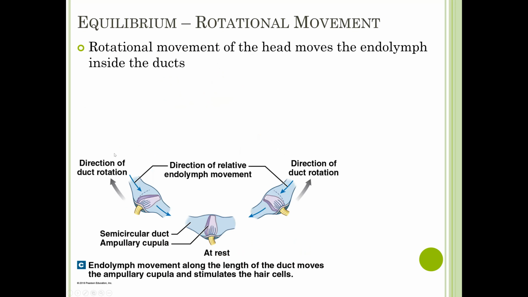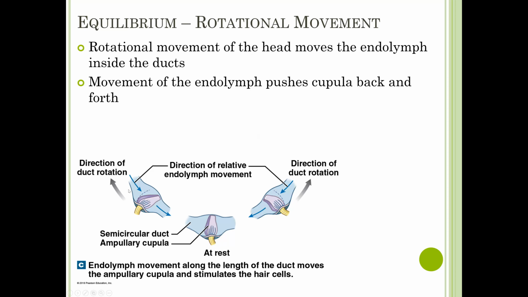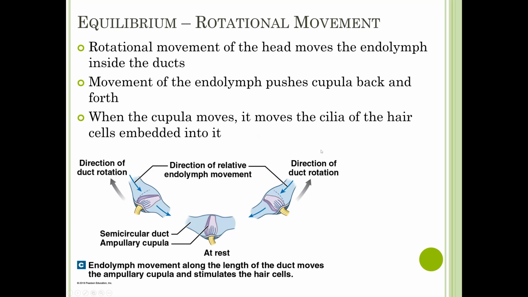So how this sense works is that when you rotate your head in any one of the 3 directions, this causes the endolymph inside the ducts to start moving around because of inertia, and movement of the endolymph pushes that cupula back and forth. Because the cupula has those cilia of the hair cells embedded in it, when it moves back and forth, it causes those cilia to move, which, if you remember, causes ion channels to either open or close.